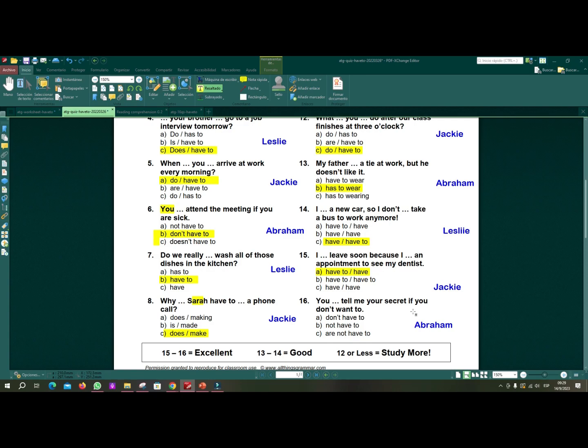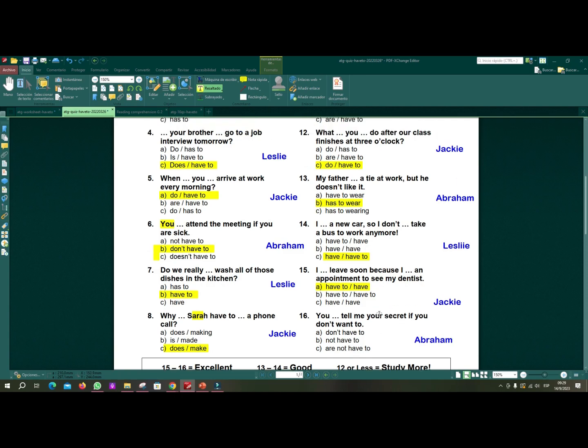And the last one, Mr. Abraham. 16. Which would be the answer for that one, Mr. Abraham? Letter A, teacher. Yes. You don't have to tell me your secret if you don't want to. Don't tell me your secret. Never, teacher. Never. That's good. You're very good at keeping them, right?